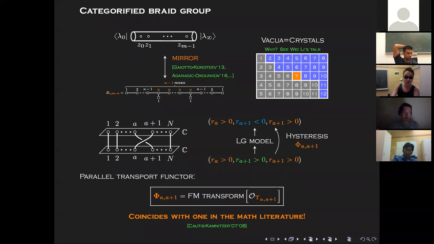However, for us, the interpretation of this brane relations is slightly different. For us, it's gauge invariance of the BPS Hilbert space for our interface with respect to homotopy deformations of the parallel transport path.